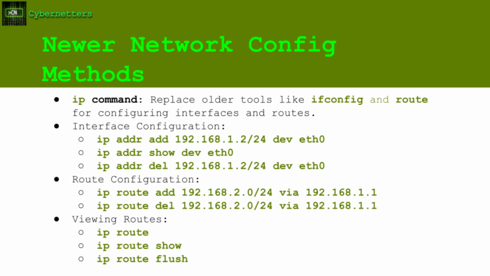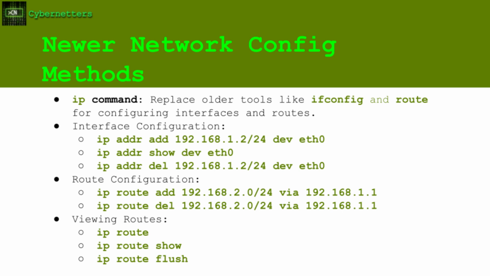Let's talk about the ip command, which is the newer, modern way to configure network interfaces and routing. If you have been using ifconfig and route, it's time to upgrade because those are old school and eventually they're going to be phased out. So first, interface configuration. If you want to assign an IP address to an interface, we use the command ip addr add, which assigns the IP address of 192.168.1.2 with a subnet mask of /24, which is 255.255.255.0, to the eth0 interface.